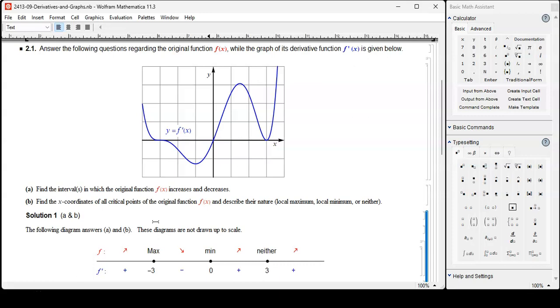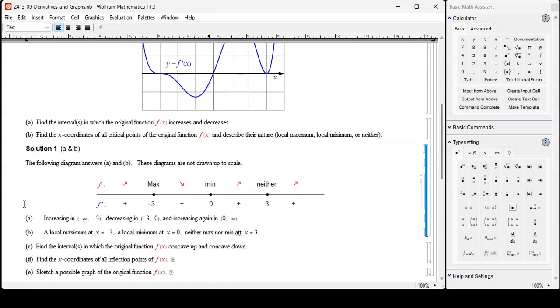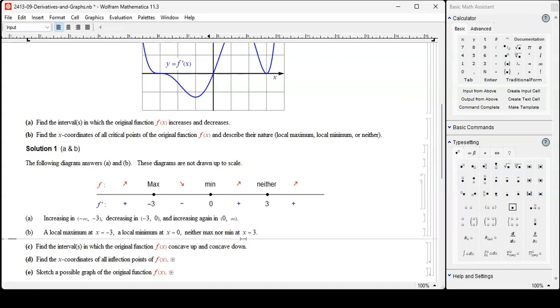So this diagram answers the problem perfectly. As a matter of fact, answers 2 problems, part A and part B together, completely, 100%. You don't really have to rewrite the solution like this, increasing, decreasing, increasing like this. Local minimum, local maximum, and neither maximum nor minimum, those kind of things. You don't really have to rewrite this.